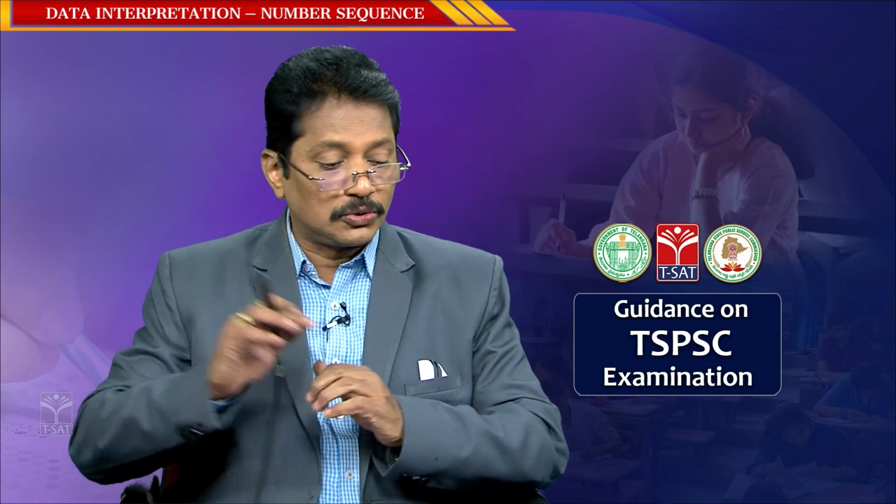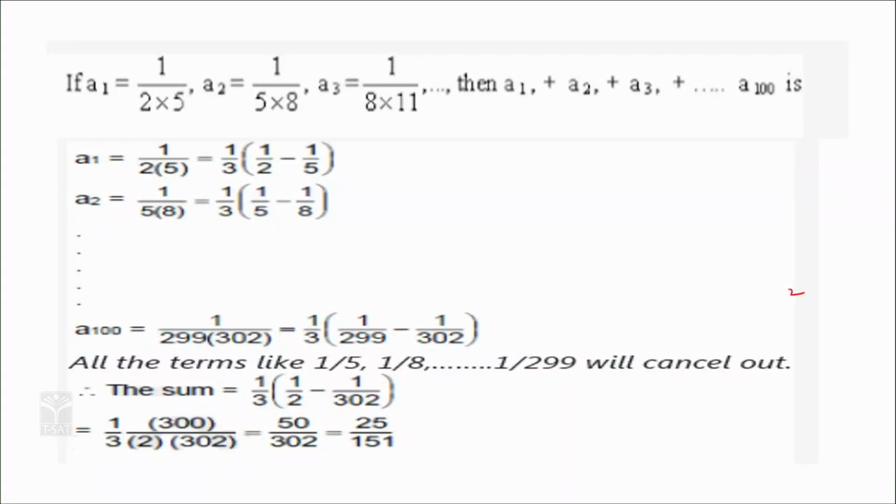Now we will see one more question here. If A1 is equal to 1/(2 into 5), A2 is equal to 1/(5 into 8), A3 is equal to 1/(8 into 11), what is the sum of 100 terms of this? Okay, what is the given information? A1 is equal to 1/(2 into 5).